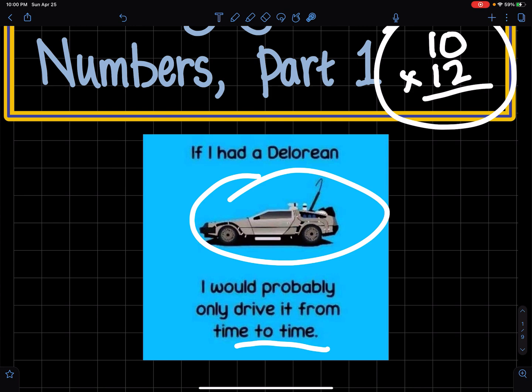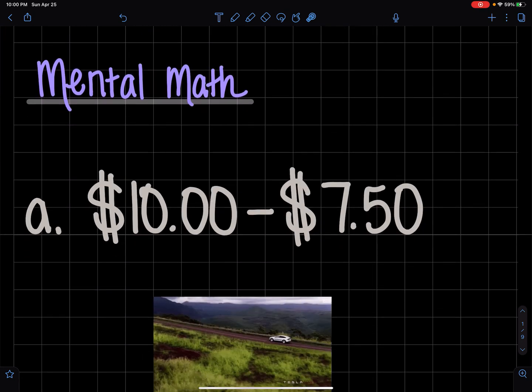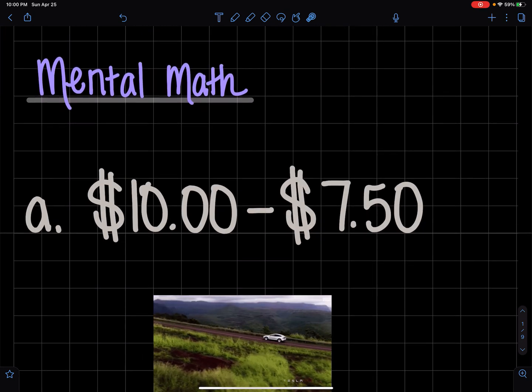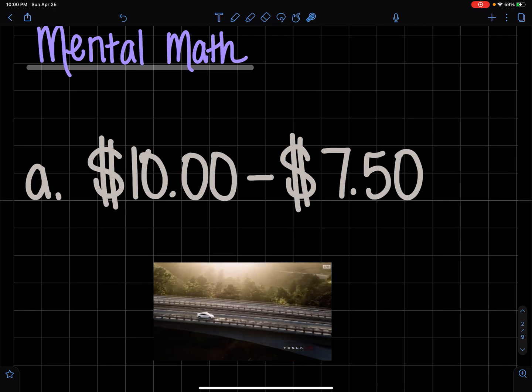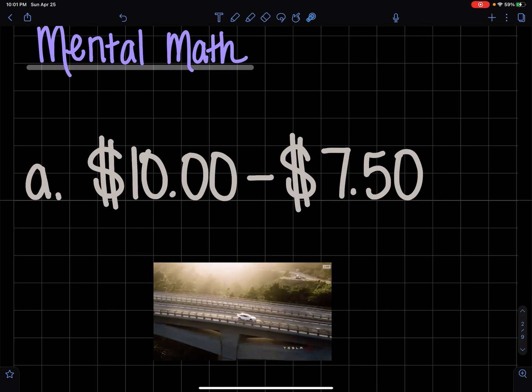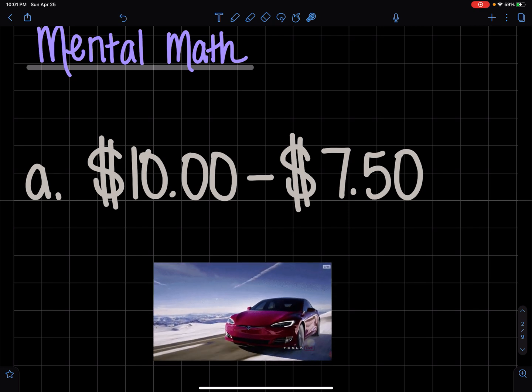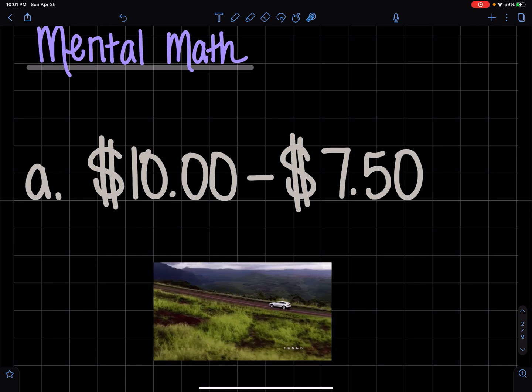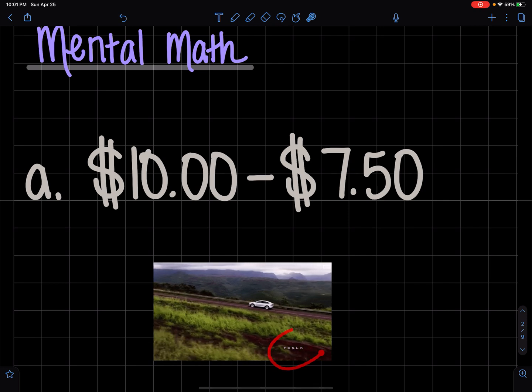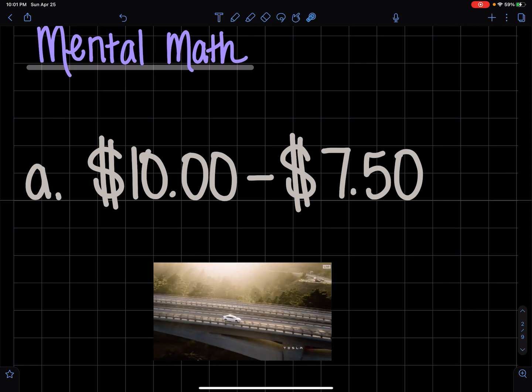Okay, now let's move on to our mental math. Here we go, okay? And that's actually a Tesla that you're looking at from far away. I know because I searched up for Tesla, so don't be impressed that I know what kind of car that is. And also it says Tesla right there if you can see that.